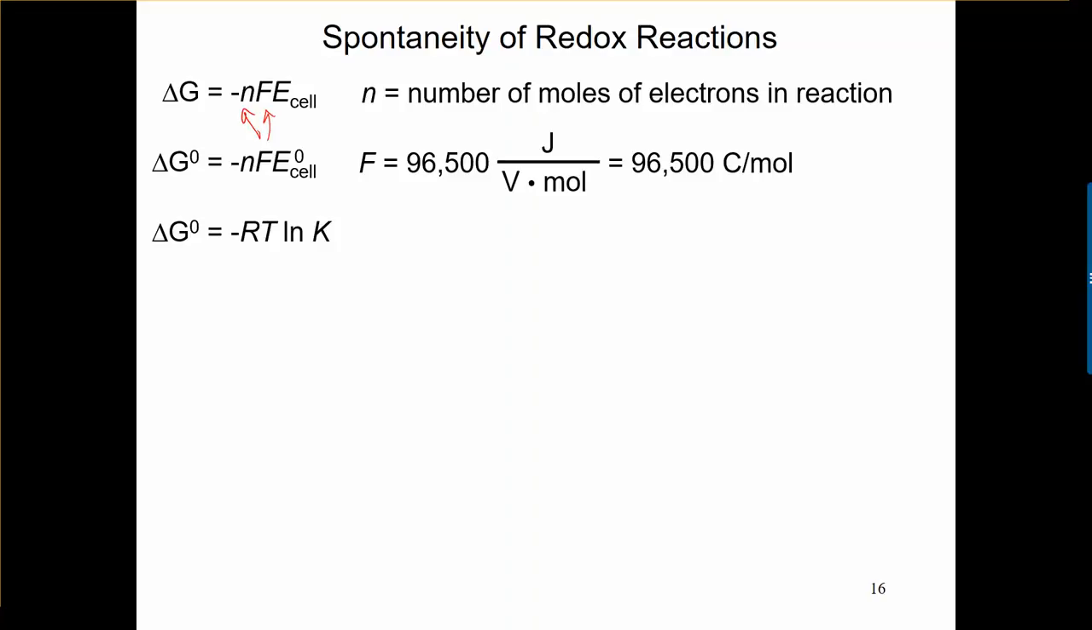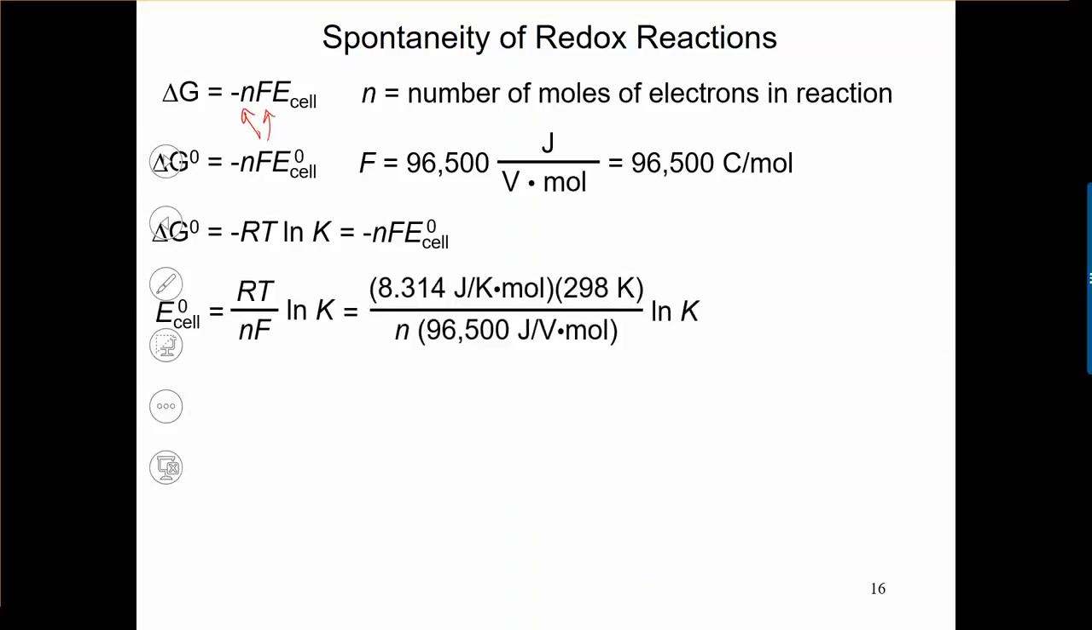So you can see it's pretty similar to the delta G naught of negative RT ln K. We're going to use that as well. It equals the negative of the moles times the Faraday constant times the E naught of the cell. So E naught of the cell is equal to RT over nF, natural log of K. We can set those two things equal to each other, and we get a pretty simplified equation once we do that, because with all these constants at 25 degrees Celsius, which is 298 Kelvin, we just do the math and end up with a simplified version: E naught of the cell equals 0.0257 volts per moles of electrons times the natural log of K.